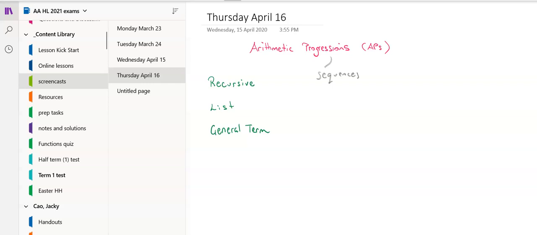This term progressions, which we're going to use a bit, refers to sequences and series. Sequences are distinct from series. A sequence is just like 1, 3, 5, whereas the series is 1 plus 3 plus 5. An overarching term for sequences and series is progressions. When I talk about an AP, it's an arithmetic progression. When we move on to geometric progressions, we'll refer to them as GPs.